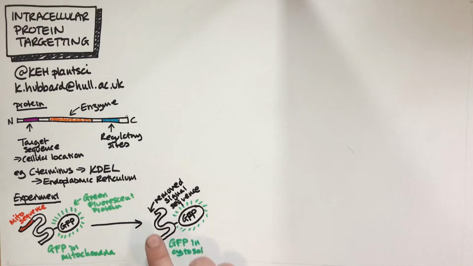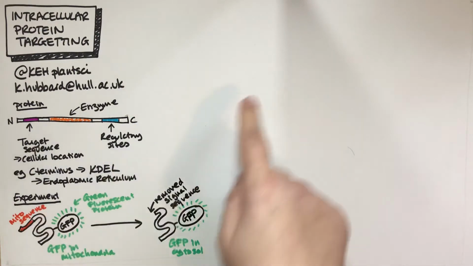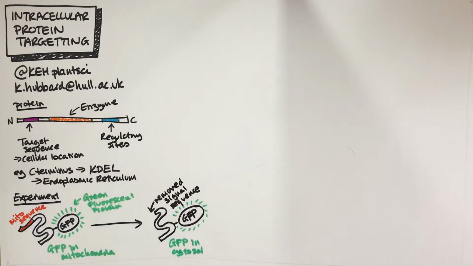So if we remove that signal sequence, then we should see a change in the pattern of GFP. What we could also do is an experiment to add that sequence to the beginning of another protein. So let's say it's a protein that should be in the cytosol. We could add that sequence to another protein and see if that changes its location.